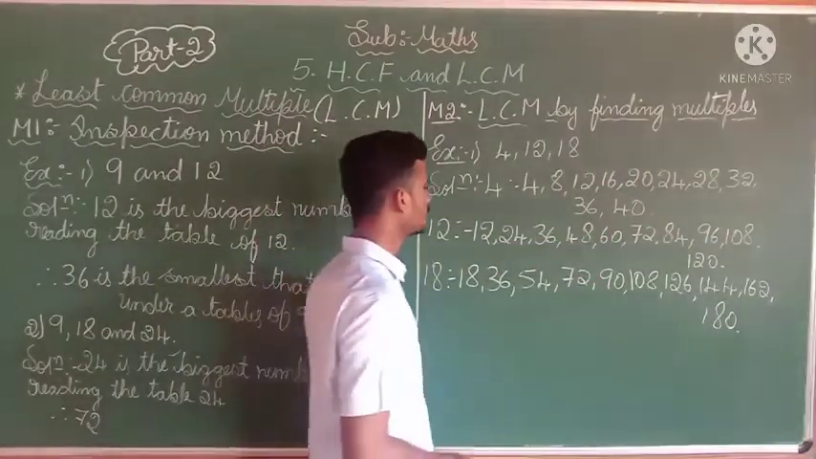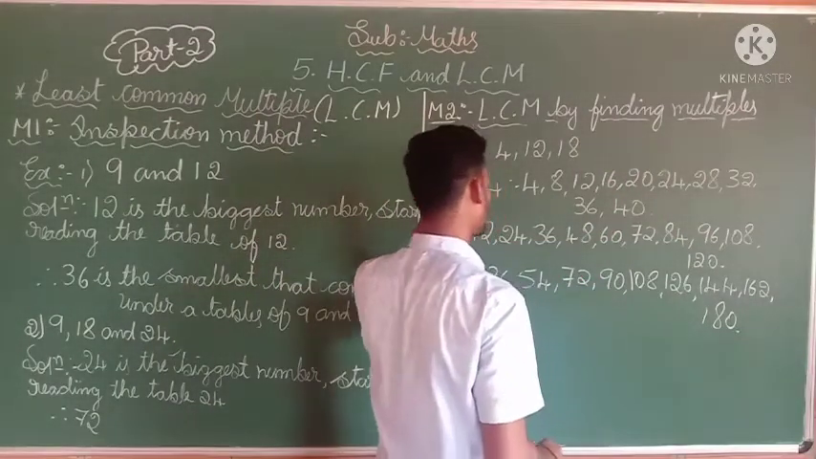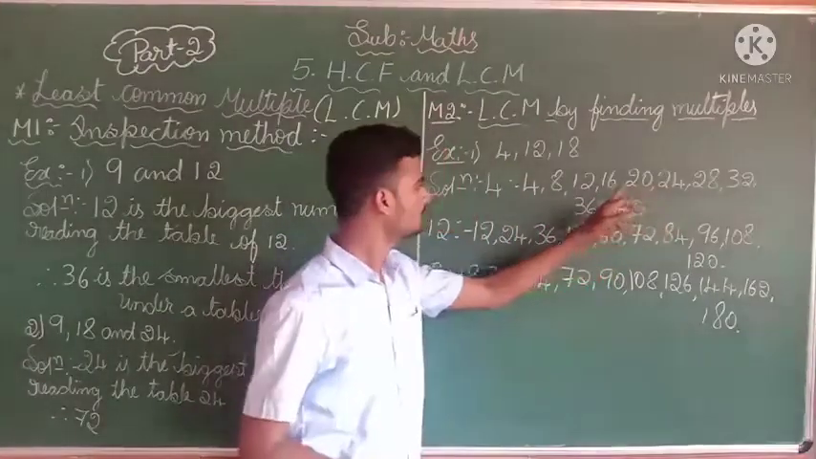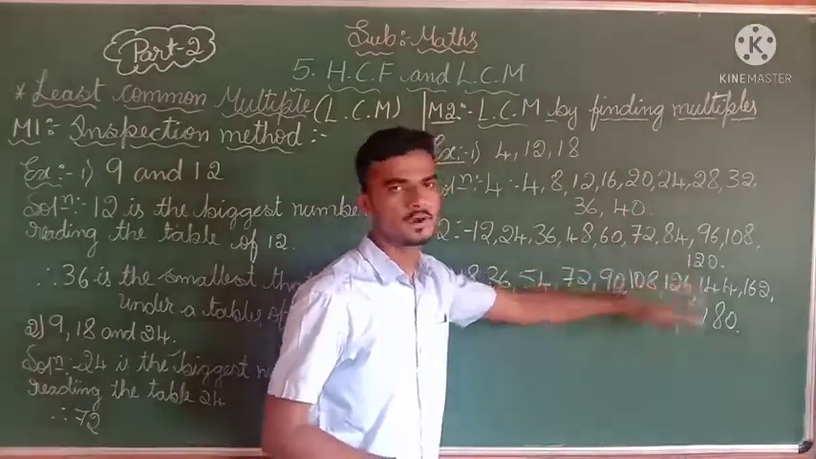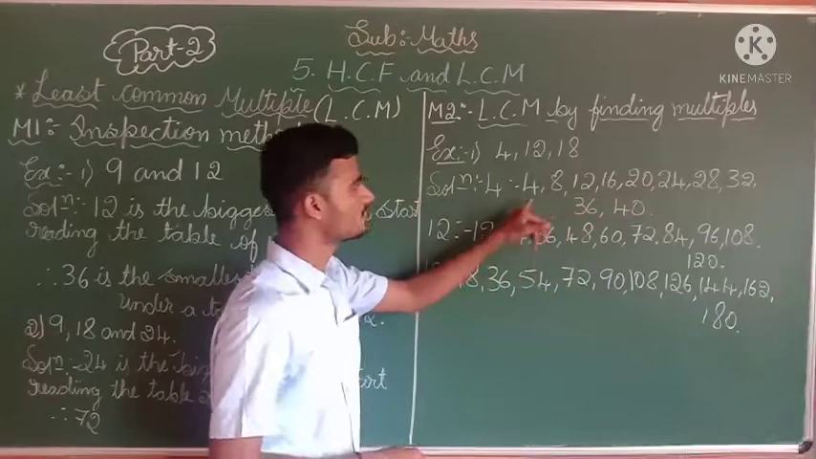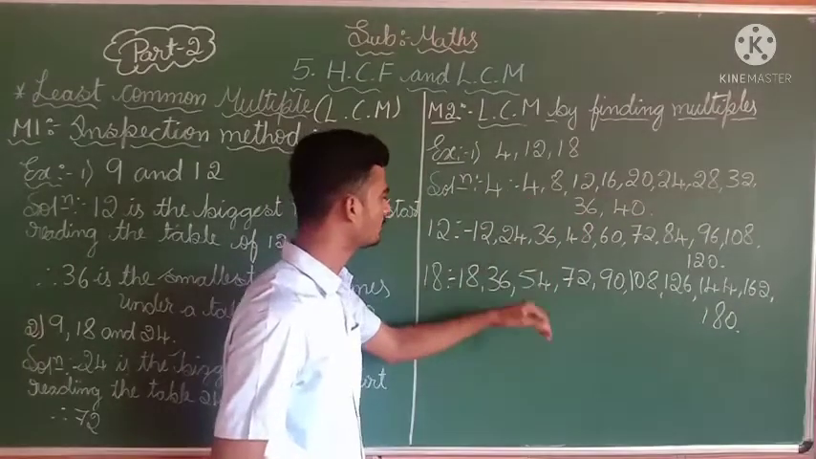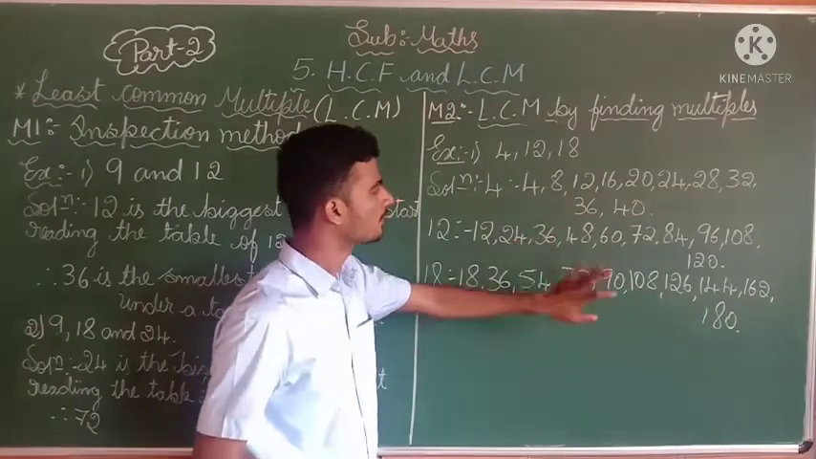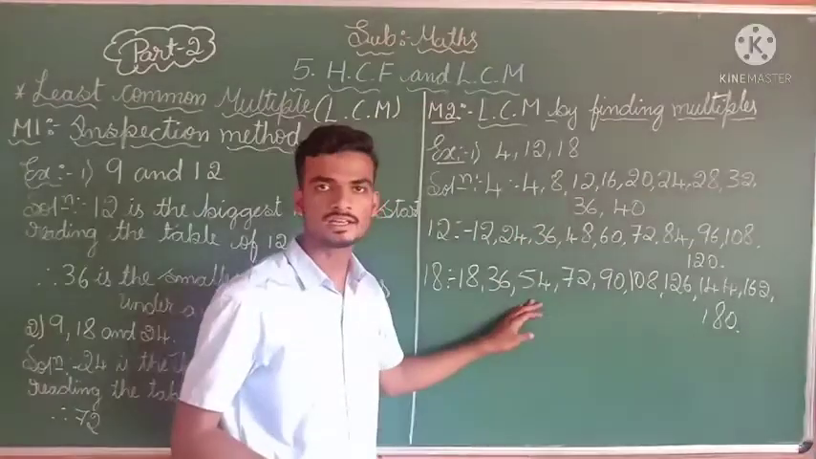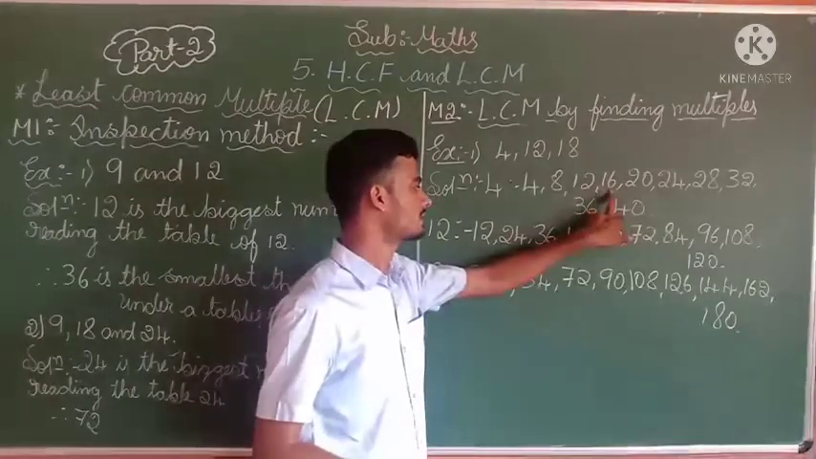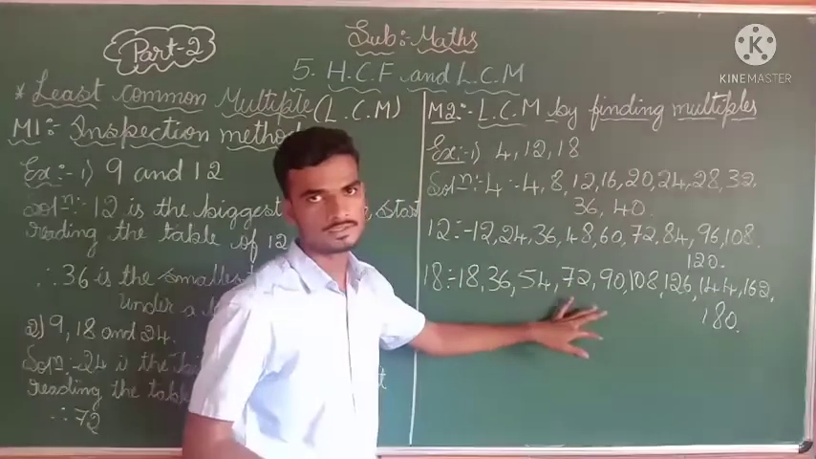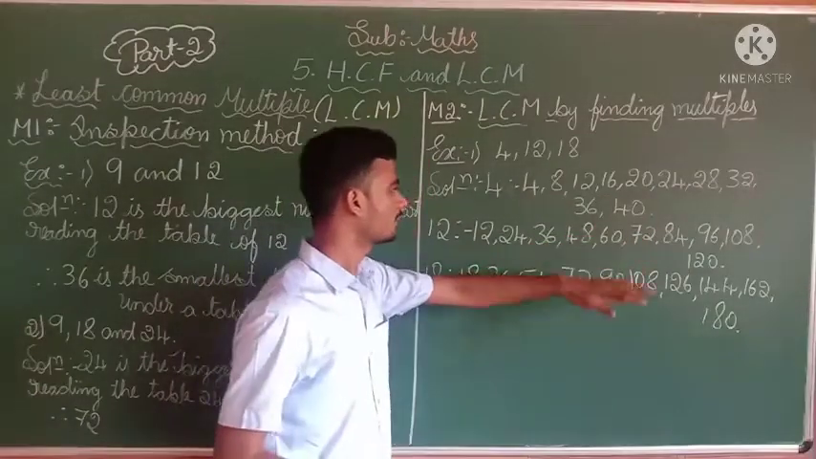Now we have to check which is the least common multiple. See here, which number comes in all the tables, that we have to check. See here, 4 is not here, and here also no. 8, no. Then 12, okay, 12 is here and 12 is here, but 12 is not present in the 18 table. So next, 16 is not present in the 12 table, and in the 18 table also not present. Then 20 also not present.